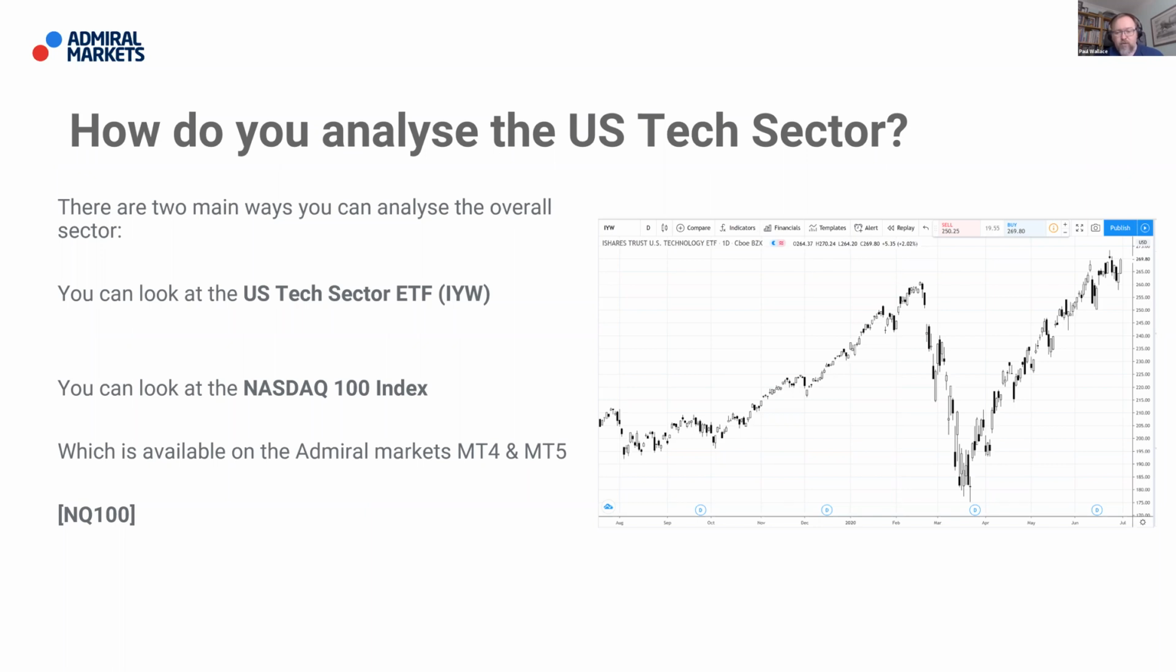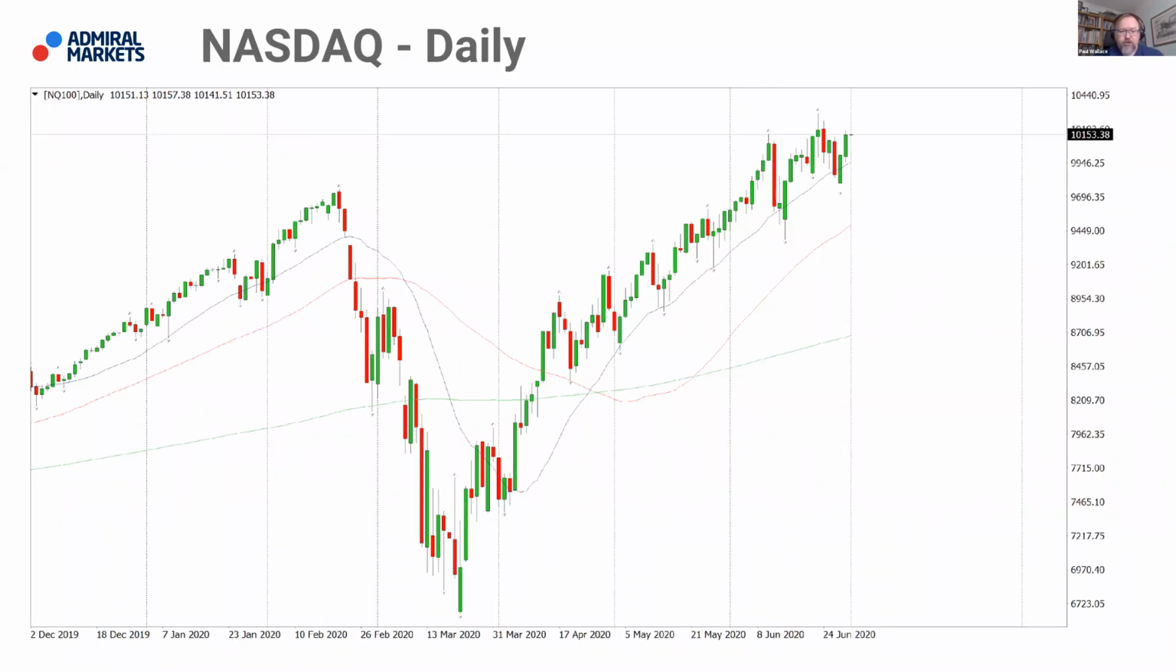One of the quickest ways we can analyze it is to have a look at the NASDAQ 100 index chart, which is available on the Admiral Markets MT4 and MT5 platform. You'll see it there. It's NQ100, and we'll have a look at that in a moment. Anyway, we'll have a look on the live charts. It is just a quick snapshot of the Nasdaq 100.